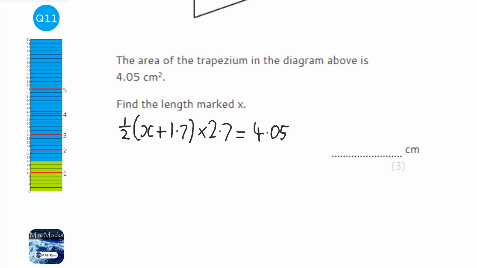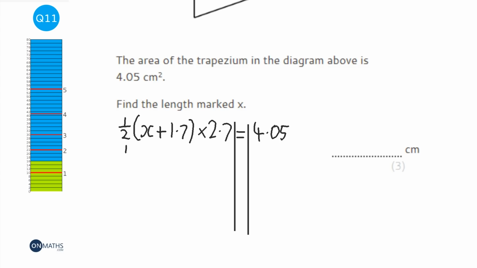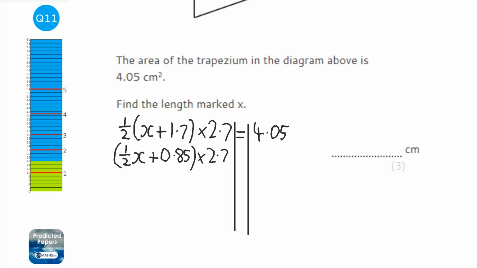So this becomes a solving question. So I'm going to put my lines down on the equals. Now on the left hand side, let's have a think what I can do. Well, I can expand that bracket, so it becomes half x plus, and I can use my calculator here, I'll probably do it in my head, 0.85, and we're going to times that by 2.7. So we're going to expand it again by timesing both of them by 2.7, so 0.5 times 2.7 is 1.35x plus 0.85 times 2.7, which is 2.295.